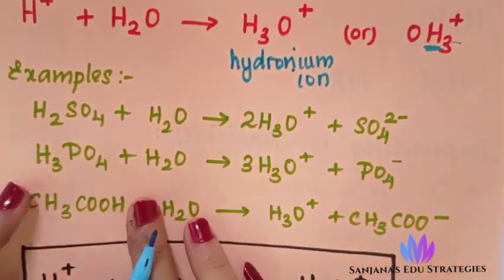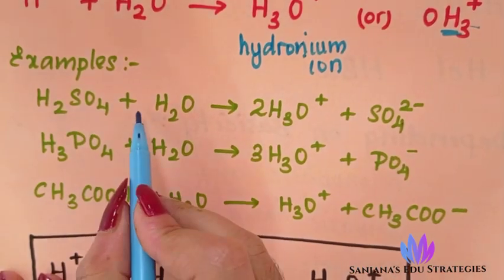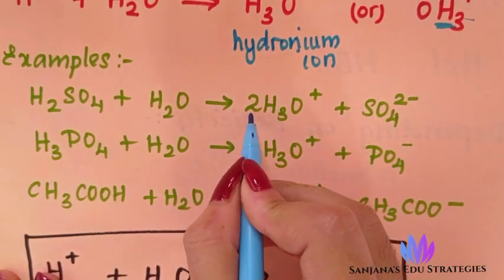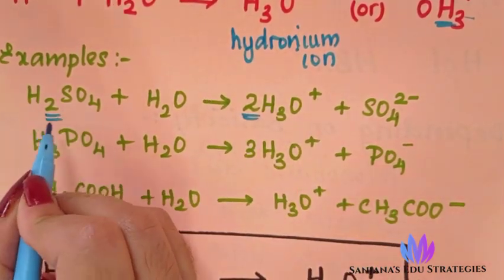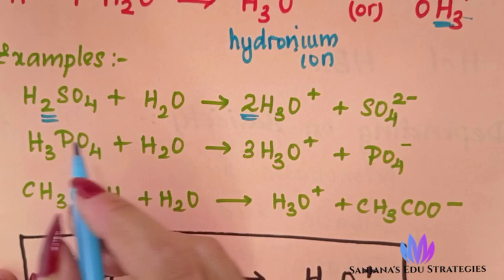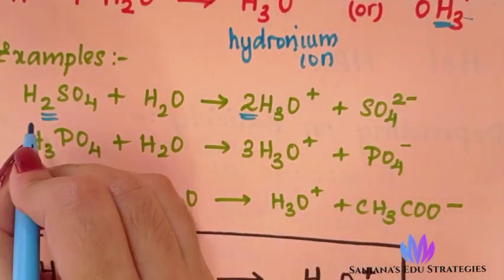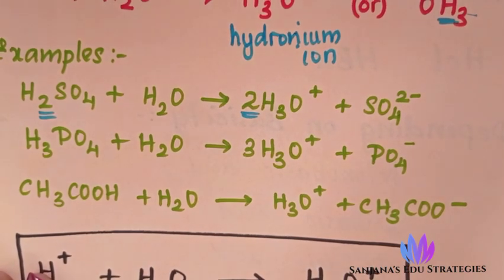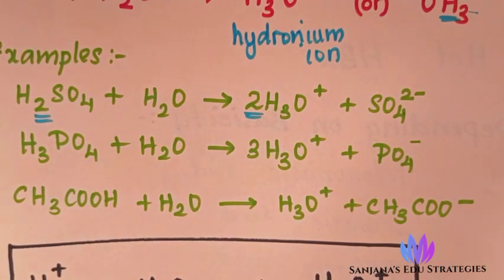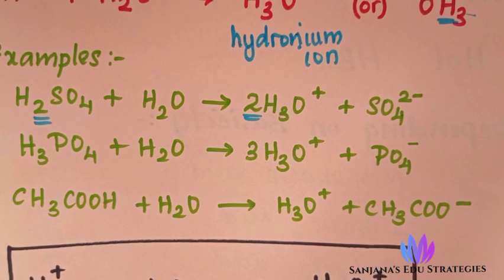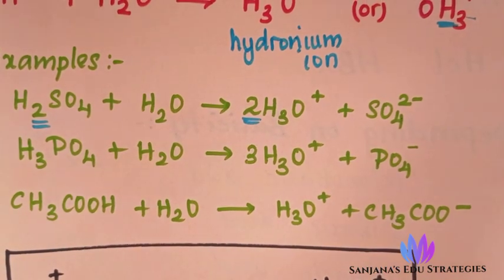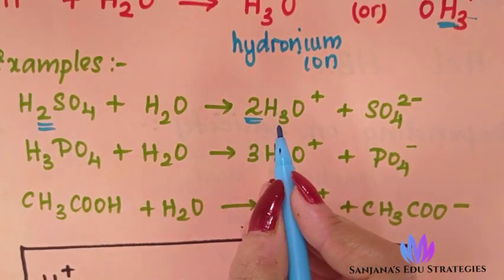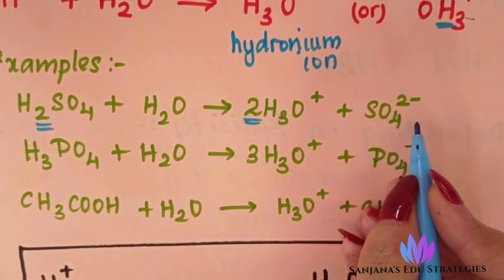There are several other examples. H2SO4 plus H2O, that is sulfuric acid plus water, gives 2 hydronium ions, because 2 replaceable hydrogens are present. That is to be noted: always check how many replaceable hydrogens are present, because only that many hydrogens will be replaced by water. So it forms 2 hydronium ions and sulfate ion.